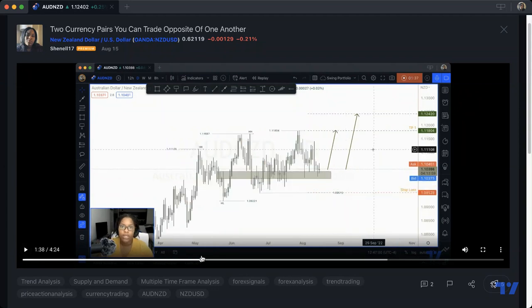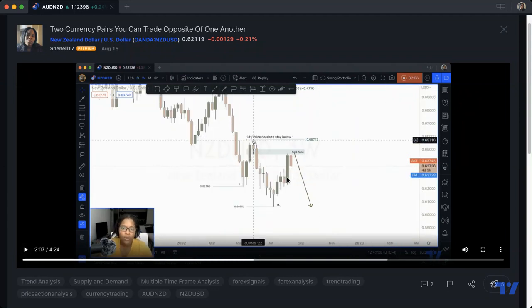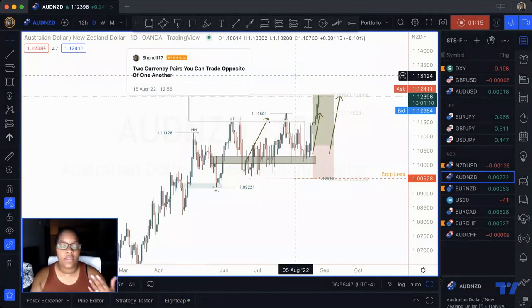And then if we speed along with New Zealand dollar, I was showing you guys how I wanted to enter New Zealand dollar to the downside, going back down to, I can't ever get this out, 0.60602. So you can follow me on TradingView. I put trade ideas on here and everything.